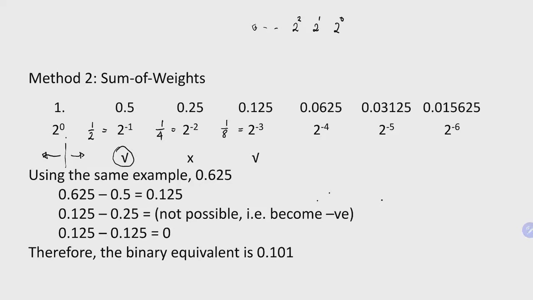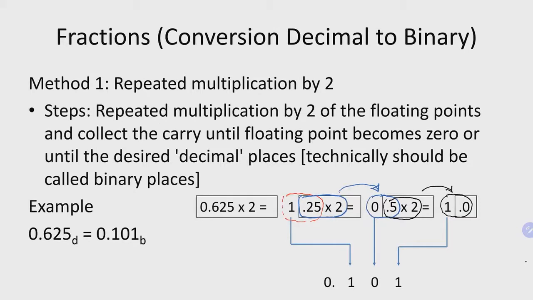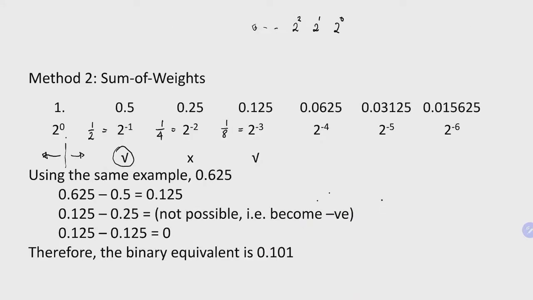Okay, so two methods. One with repeated multiplications, which I find maybe easier compared to this one, which is a bit more tedious. So it's up to you which one you find easier to convert from a decimal fraction to binary.